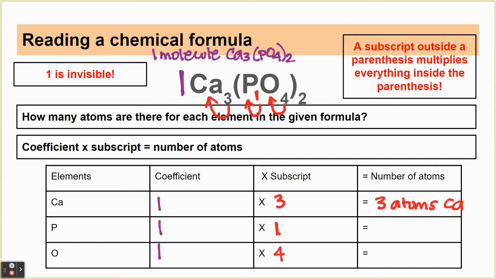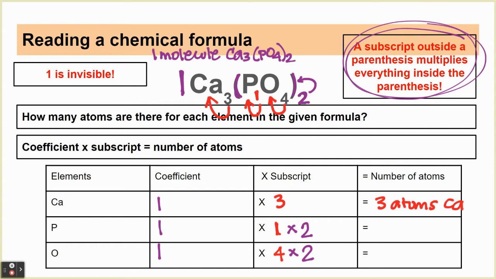Okay. But wait a minute. Are we done? No. If you look closely, guys, there's a 2 right there. See the 2? It's a subscript. And remember, I told you a subscript multiplies the first thing to its left. What is the first thing to the left of the 2? It's the parentheses. You see it? So how do you do that? Remember, guys, a subscript outside the parentheses multiplies everything inside the parentheses. So what's inside the parentheses? I got P and O. So I need to multiply the P by 2 and the O by 2 as well. All right, is that clear? So again, a subscript outside the parentheses multiplies everything inside the parentheses.